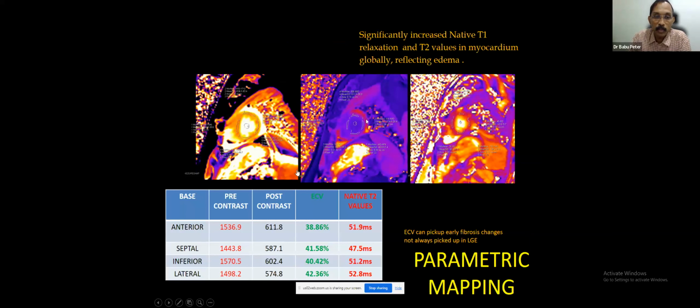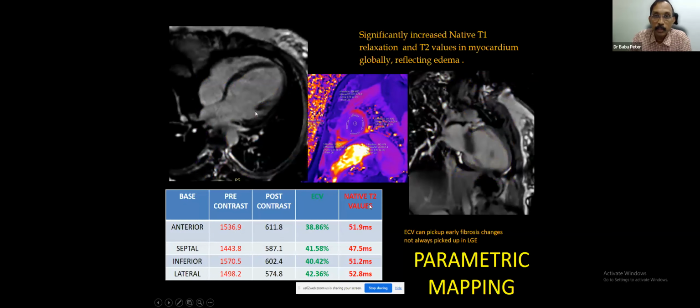Parametric mapping was done, which revealed significantly increased T1 map values, more than 1,400, 1,500 in some areas. ECV was also increased, and the T2 values were also increased. Interestingly, the late gadolinium enhancement did not reveal any evidence of myocardial scar or fibrosis and looked apparently normal. And we can see how parametric mapping makes a difference in these patients, showing evidence of fibrosis where even no evidence of LGE is noted.